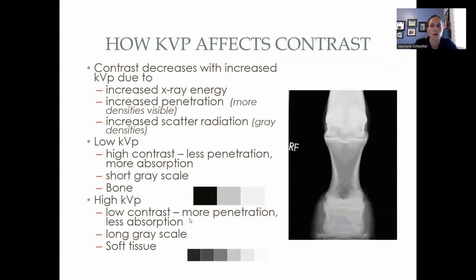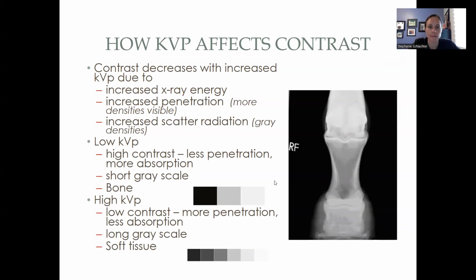Okay, so how is KVP affecting our contrast? Like I said, contrast will decrease when you increase KVP because we are increasing X-ray energy, we are increasing penetration, and we are also increasing scatter radiation, which overall makes the image darker. And we'll talk about scatter radiation more in a little bit.